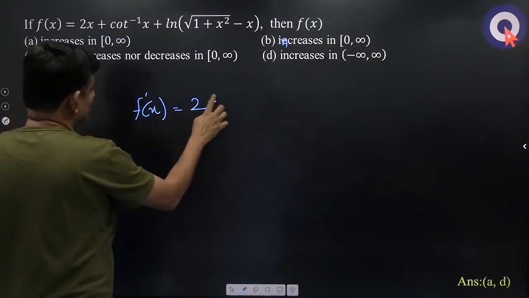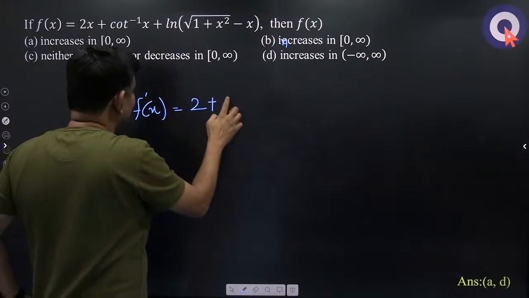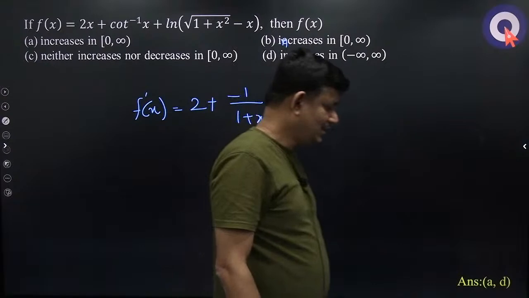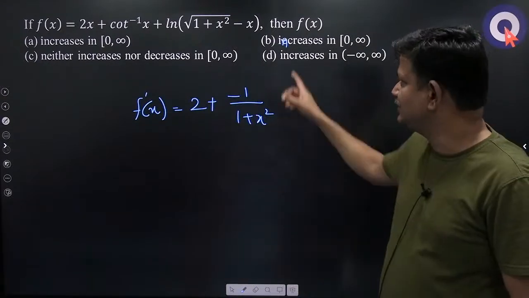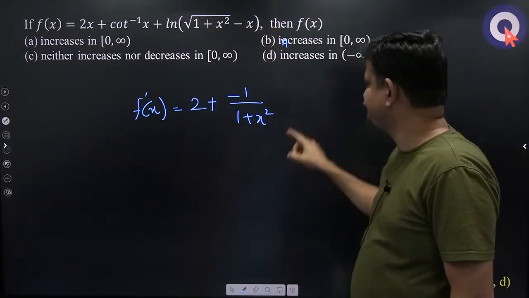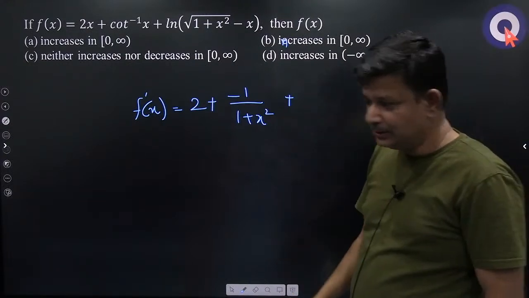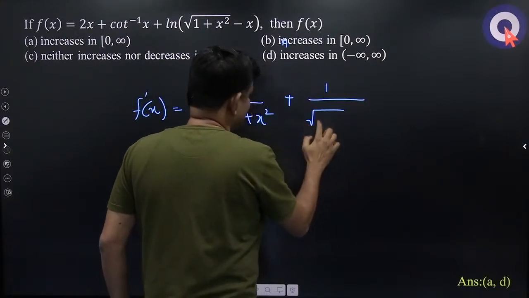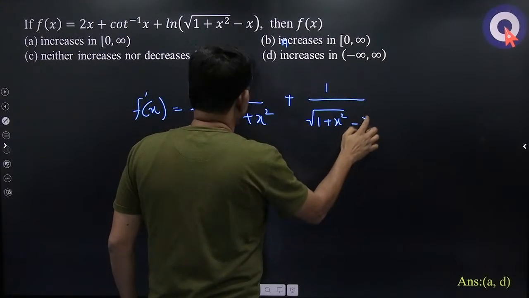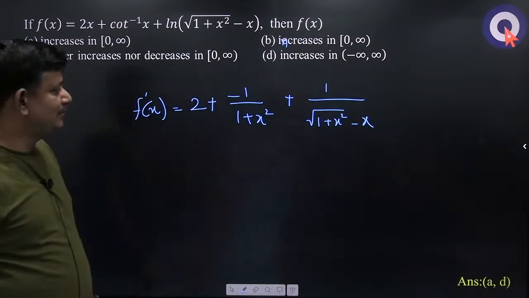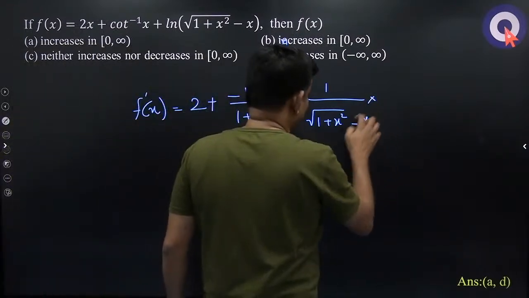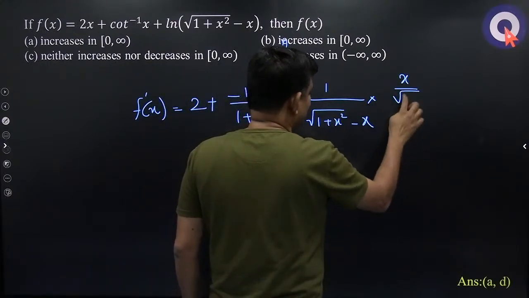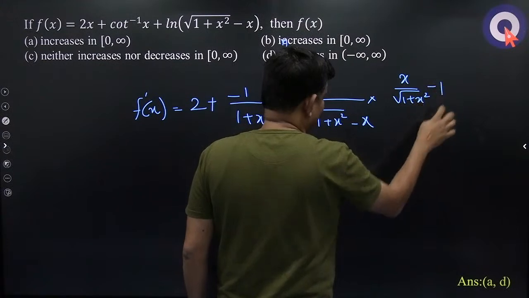f dash of x will be 2 plus derivative of cot inverse x, which is minus 1 by 1 plus x square, plus derivative of this. There is an interesting way with which you can answer it, but I will plainly do it by differentiation first. Log of any number is 1 by that number into derivative of this. Derivative of this quantity will be x by root over 1 plus x square minus 1.